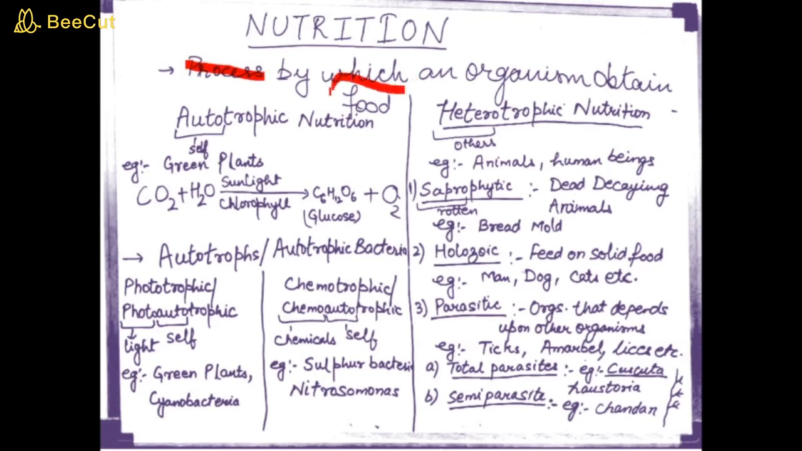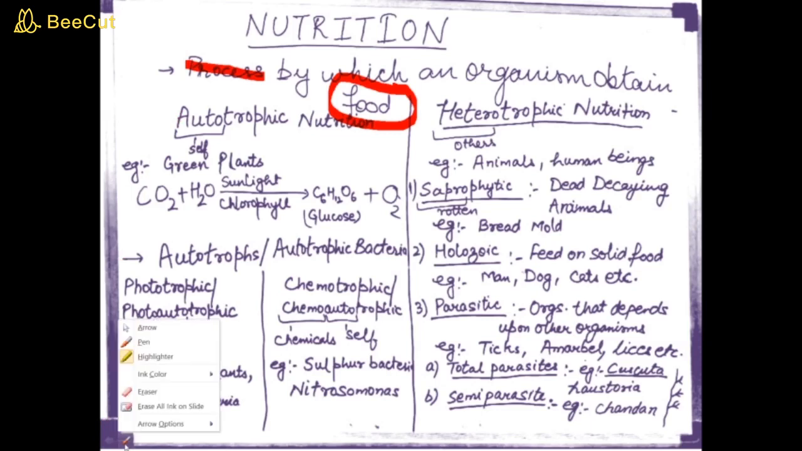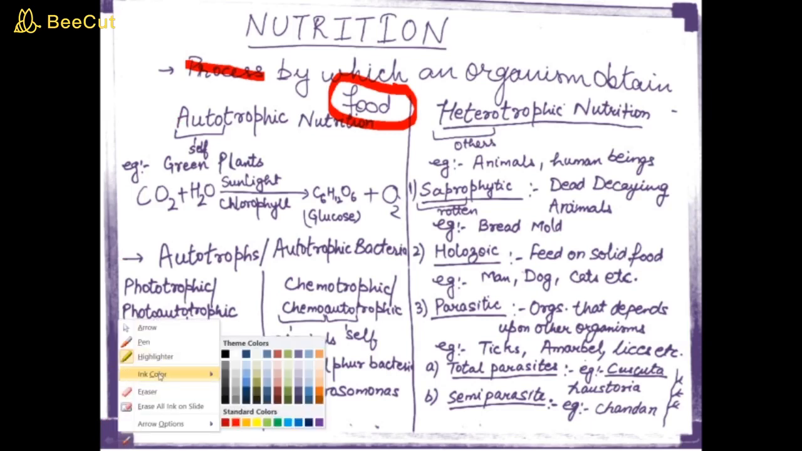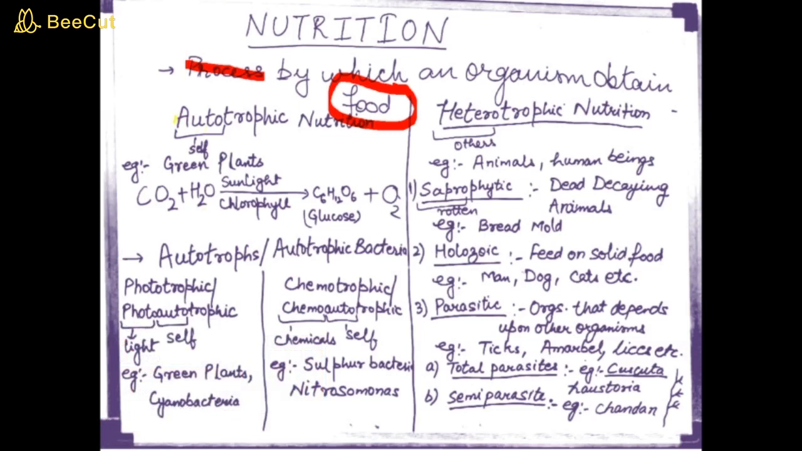Like every organism is obtaining food into its body, but how it is deriving the nutrients from it, that process is known as nutrition. It is basically of two types. One is autotrophic nutrition and second is heterotrophic mode of nutrition. Auto means self, self deriving self nutrition, and hetero means other. So we will discuss one by one.